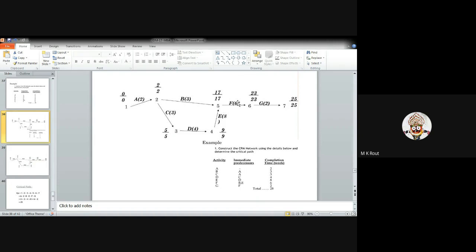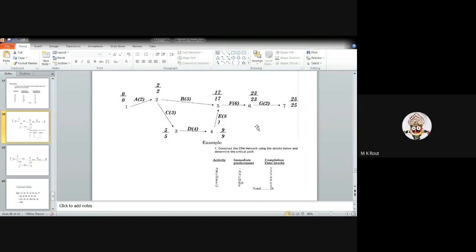If you go by A to B and B to F and F to G, this is not the longest path. If you go through A to C and C to D and D to E and E to F and F to G, this is the longest path. If you go by the longest path, in this case, the maximum value should be considered. Is it clear? Yes, sir. Now it is clear to all of you?